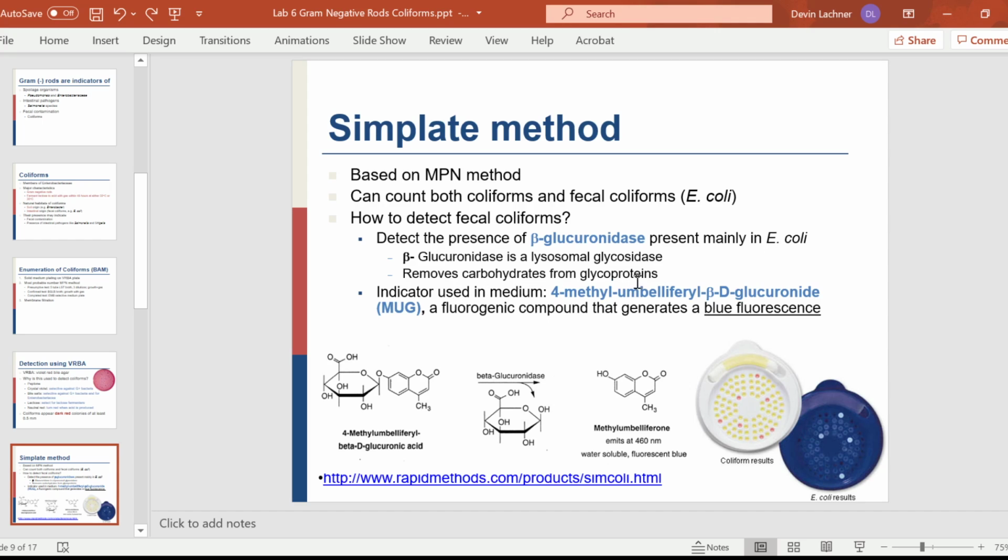So we're going to be using this MUG. This is an indicator, and it's a fluorogenic compound that's going to be generating a blue fluorescence when in the presence of beta-glucuronidase, which is found in E. coli. So we just shine our wells with a UV light. We have these positives. These all indicate coliforms. All the red ones are coliforms. And then the ones that light up under UV are E. coli because they have the beta-glucuronidase. So we can see how many coliforms we have based off of the red, and then we can see how many E. coli specifically based off of how many fluoresce under UV.